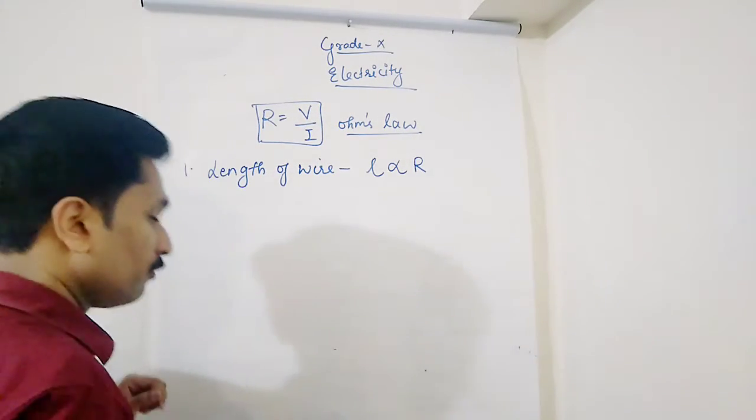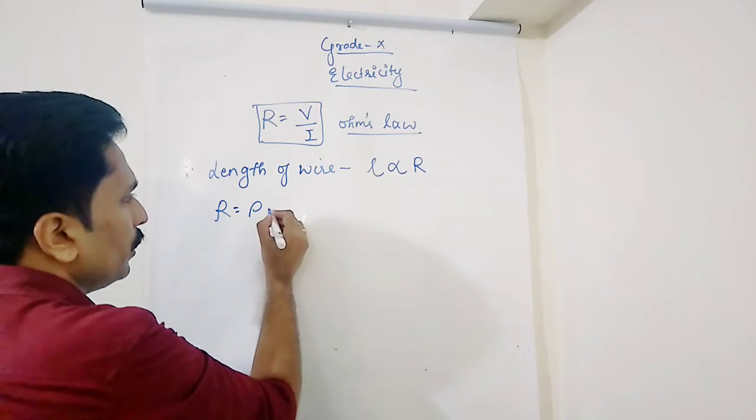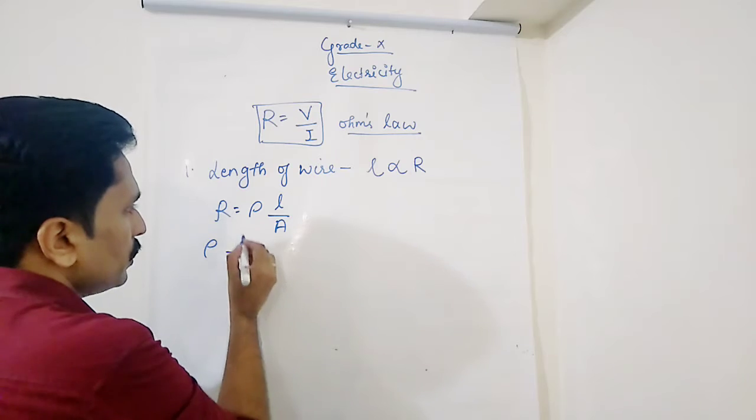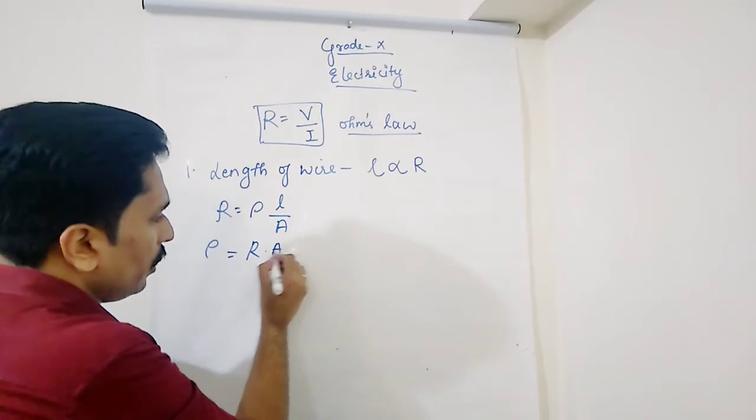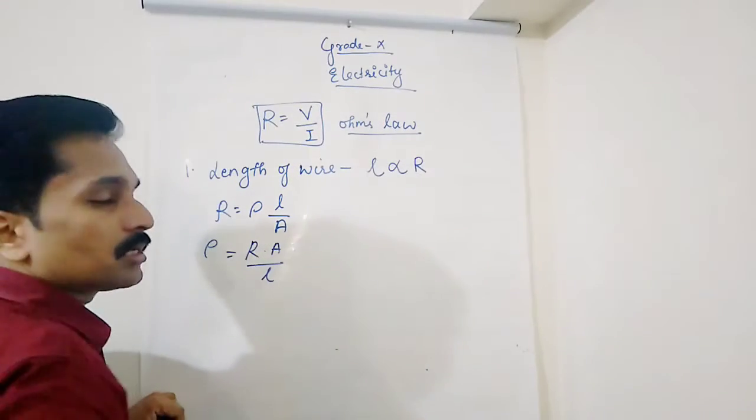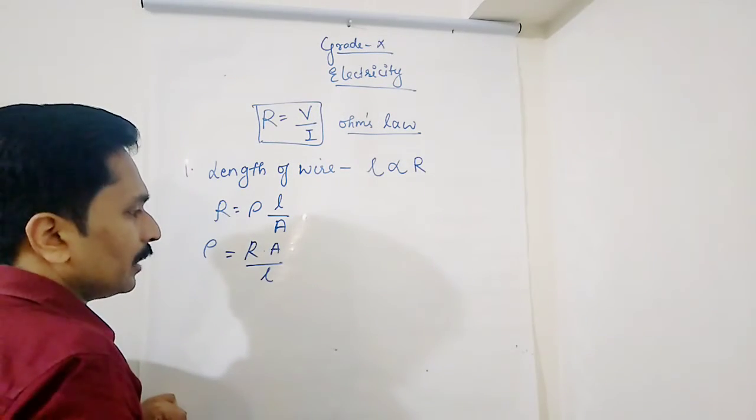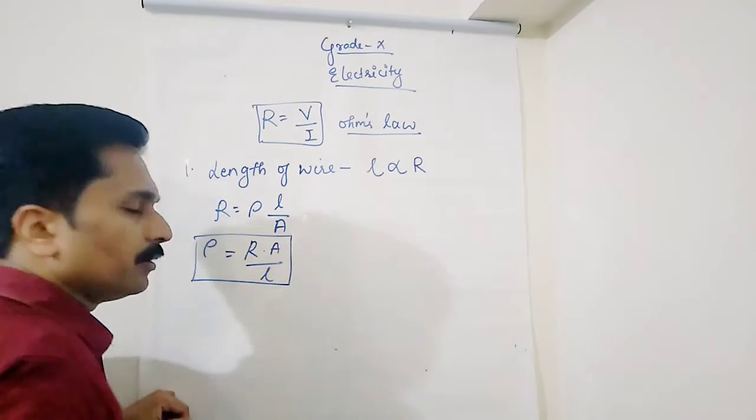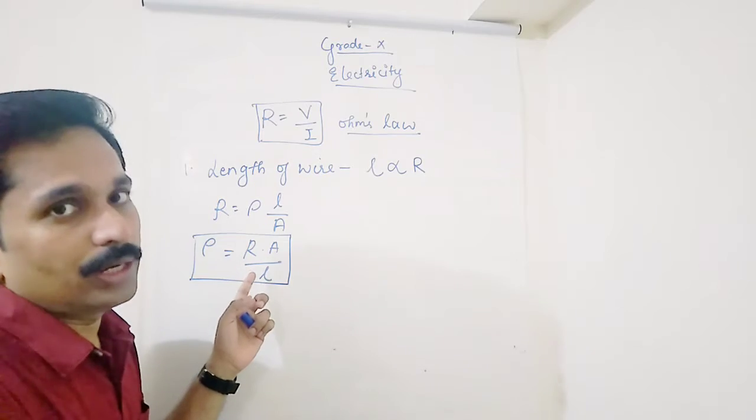Now how come you are telling for that? You might be thinking that, we will take this equation, R is equal to rho into L by A. From this I am going to find what is rho. Rho is equal to, we will cross multiply as I have said before, so R into A by L. So what you are having? Resistance in unit area, and divided by length of the wire. So this is the equation to find the resistivity. So resistivity will be defined as the resistance in unit area.